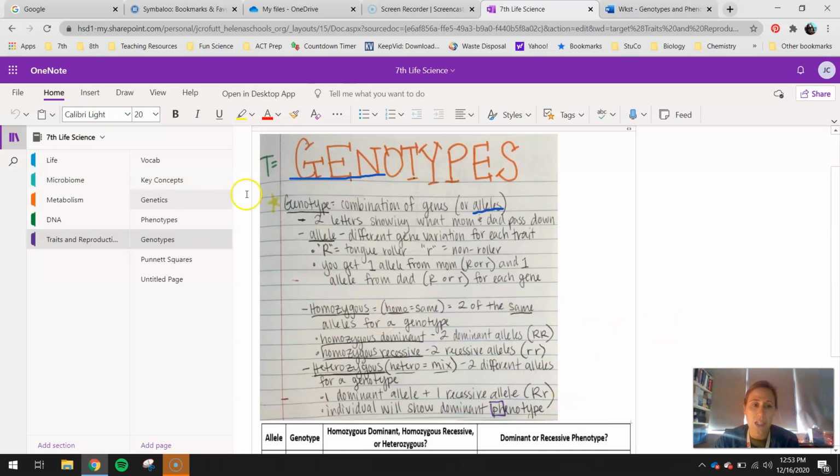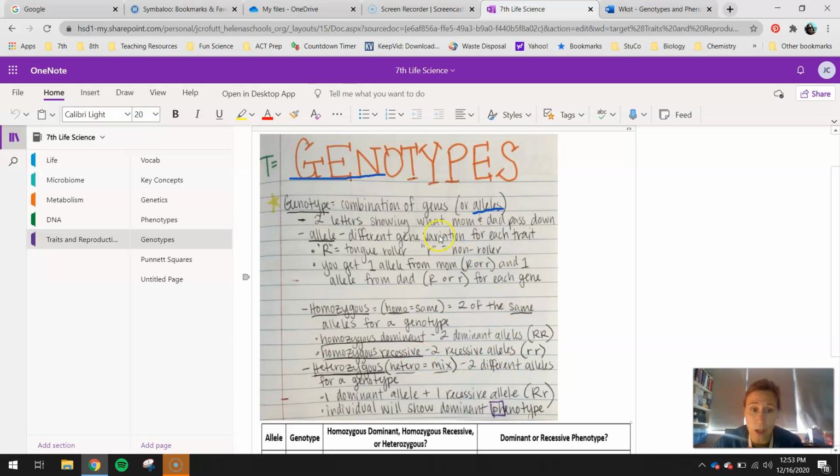Okay, with that being said, a genotype is the combination of alleles or genes. So if I look at a human being or some other living organism that has DNA, I can't look at them and see their genotype, okay? Because I can't laser in and see what their genes look like. These are basically the alleles or the gene versions that our parents pass down to us.